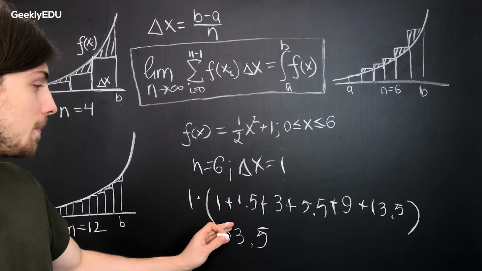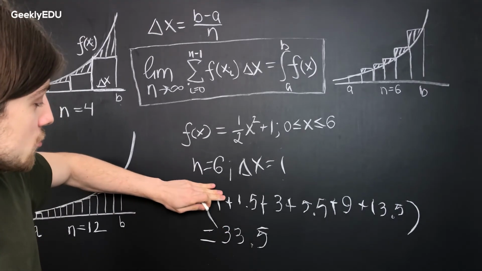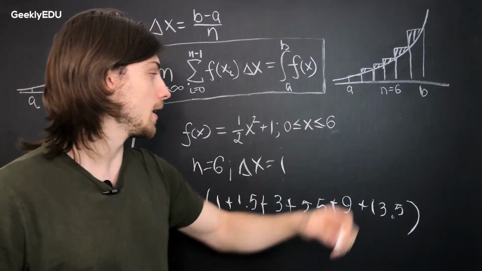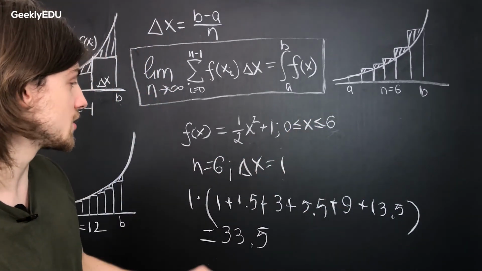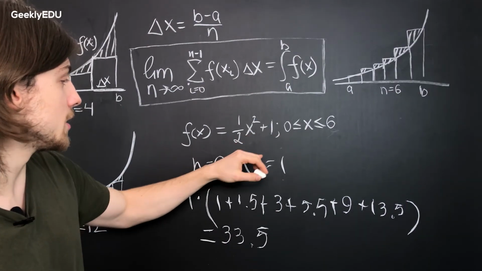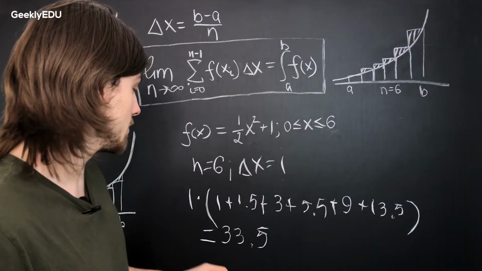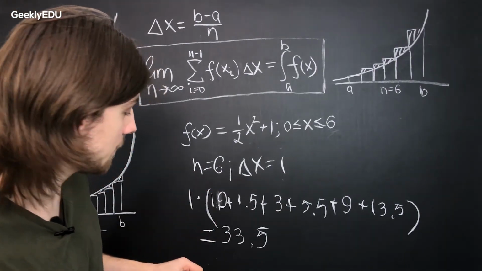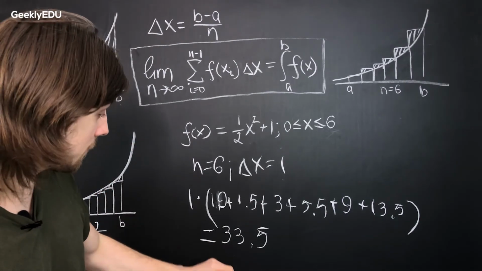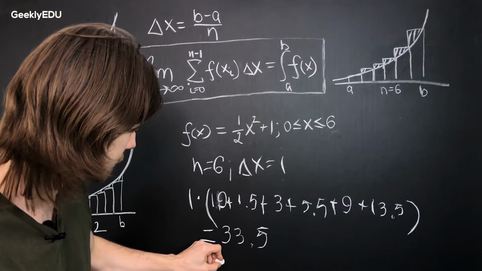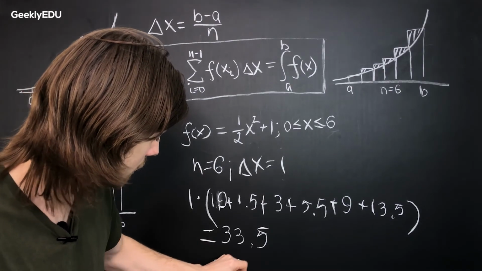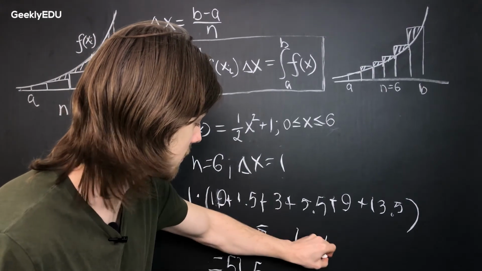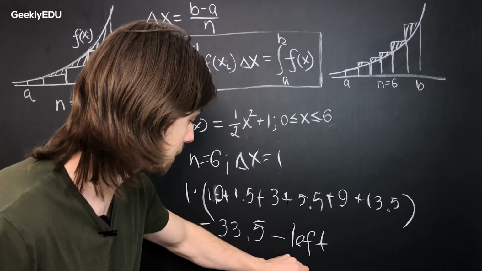Now for the right Riemann sum, we just have to subtract the first one that we used and add the last number on our interval, which is 6. So for 6, we get 36 divided by 2, 18, plus 1, it's 19. So let's say we remove this and we add 19 instead, and we should get 51.5. So this is the left Riemann sum, and this is the right Riemann sum.